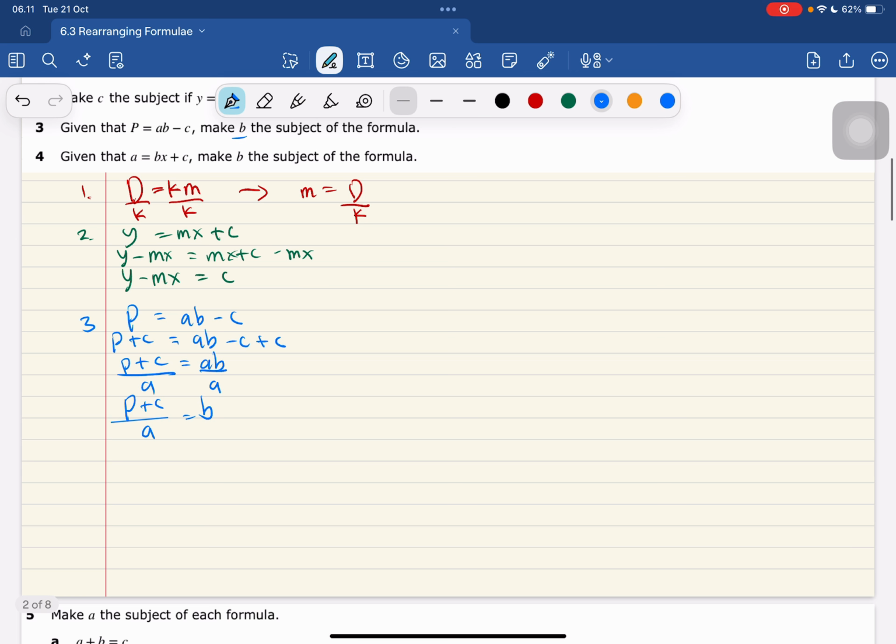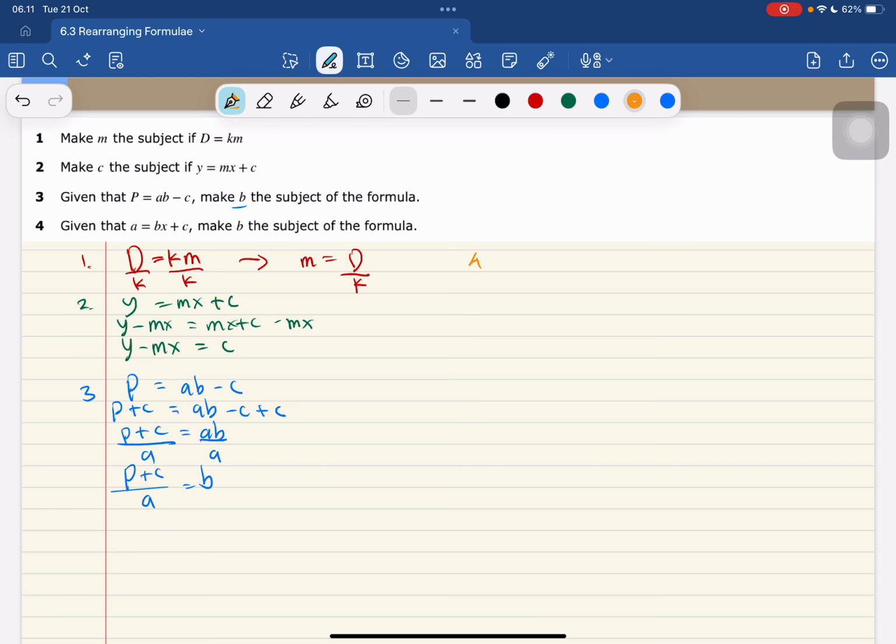Next, number 4, we can write it here. Given that A equals BX plus C, make B the subject of the formula. So we've got C here, so minus C on both sides. A minus C equals BX plus C minus C. So this is A minus C equals BX. And we've got X here, so we have to divide by X. So B equals A minus C divided by X.